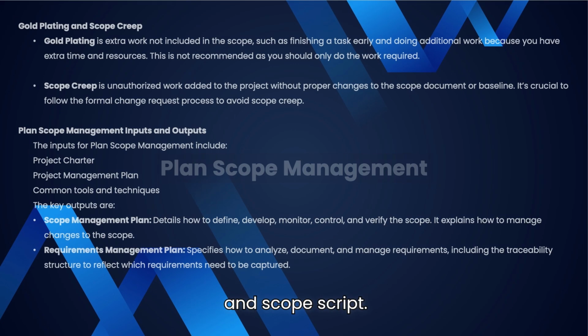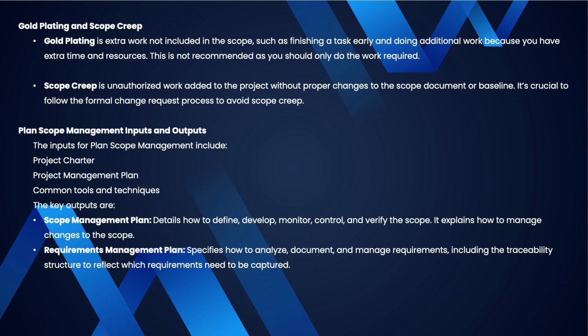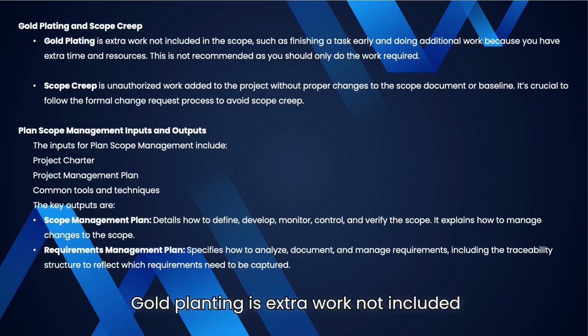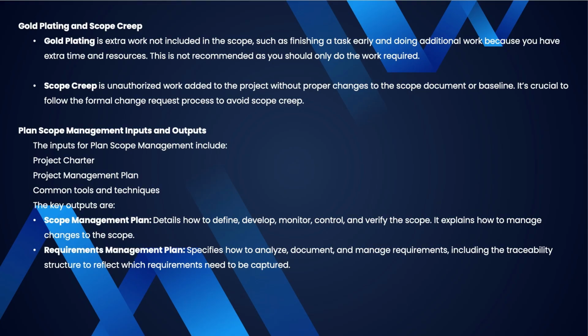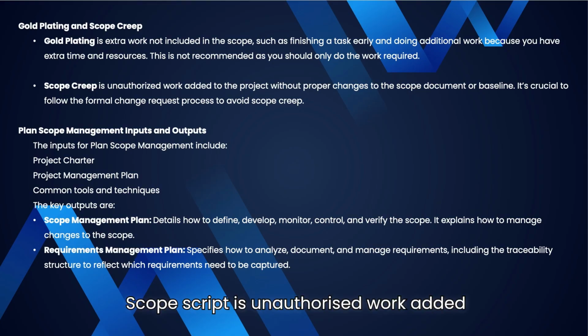Gold plating and scope creep. Gold plating is extra work not included in the scope, such as finishing a task early or doing additional work because you have extra time or resources. This is not recommended as you should only do the work required. Scope creep is unauthorized work added to the project without proper changes to the scope document or baseline. It's crucial to follow the formal change request process to avoid scope creep.